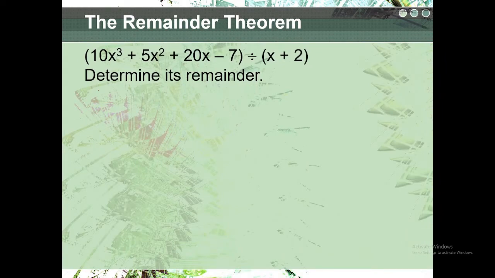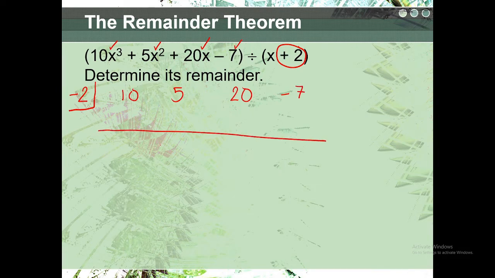So we have here, let's go to synthetic division first. So the value of a is -2, the opposite of +2. Then the coefficients are the number 10, the number 5, the number 20, and the number -7. Let us now do synthetic division. Bring down 10, multiply -2 and 10, that's -20. Combine 5 and -20, that's -15. Multiply -2 and -15, that is 30.